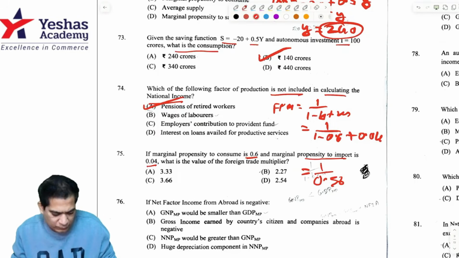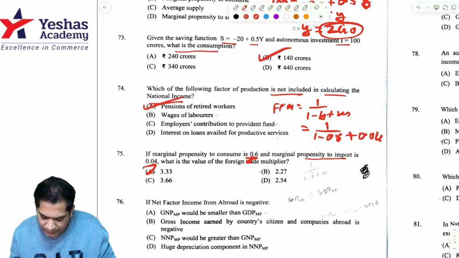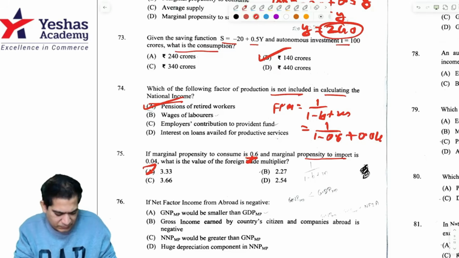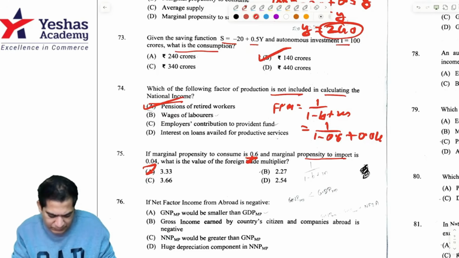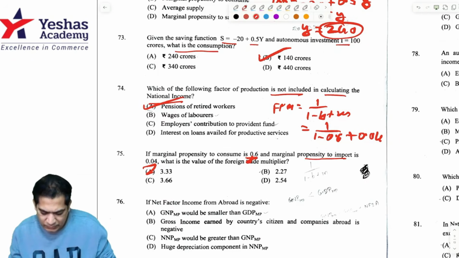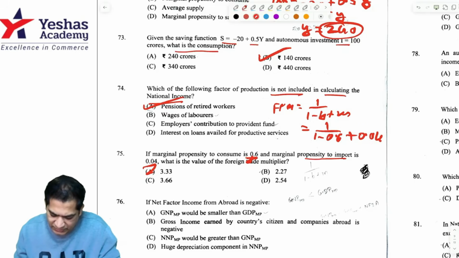You're getting 2.27. Just let me check it here. Are we making any mistake? Marginal propensity to consume is 0.6. 1 minus 0.6 minus 0.04. 1 divided by 0.36. 2.77 is the answer. I think there is a misprint or what. So the correct answer is 2.77 here.